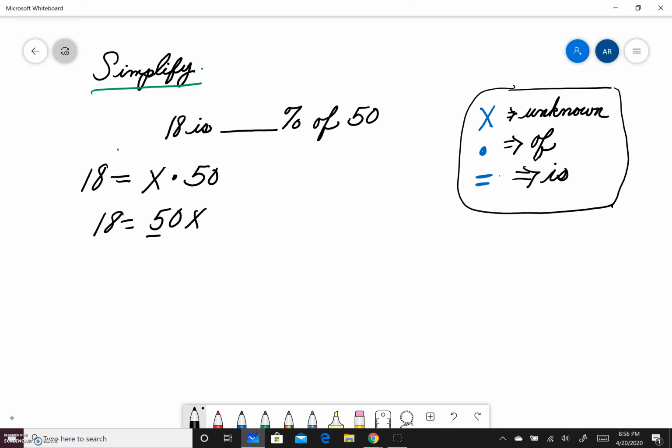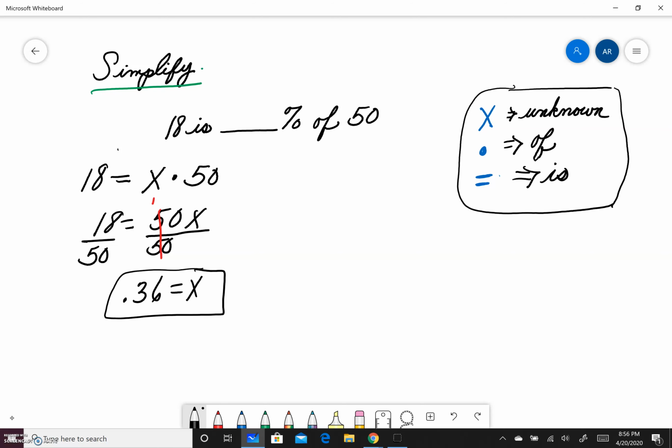And we learned to get that 50 off of that, we divide it out. We know that divides out to 1. And what you do to one side, you must do to the other. And when you enter that into the calculator, you should have the result of 0.36 equals x. However, they want this as a percentage. So we got to go ahead and make sure we convert that.